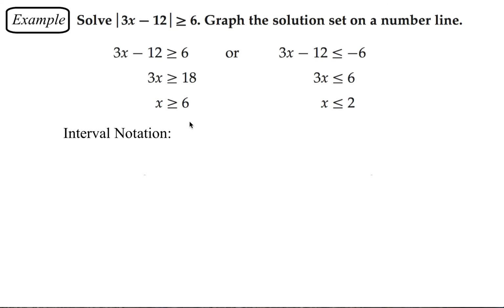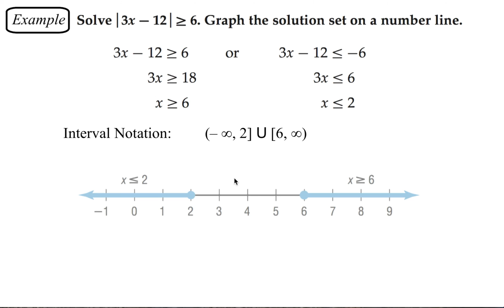Representing that in interval notation, our endpoints are included this time. All the numbers that are less than 2, okay, go from negative infinity up to 2. It includes 2. And then all the stuff that's greater than 6 goes from 6 to infinity. And the stuff in between is not included because it's an OR. Graphically, it would look like this. Closed dots on the endpoints and moving outward.